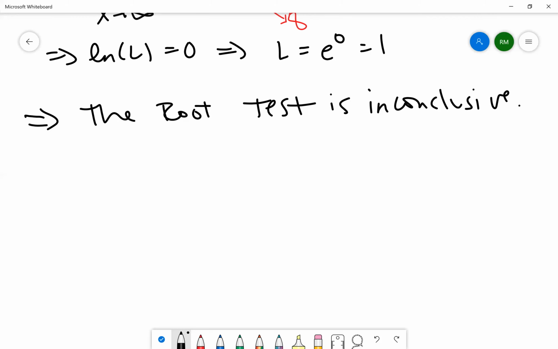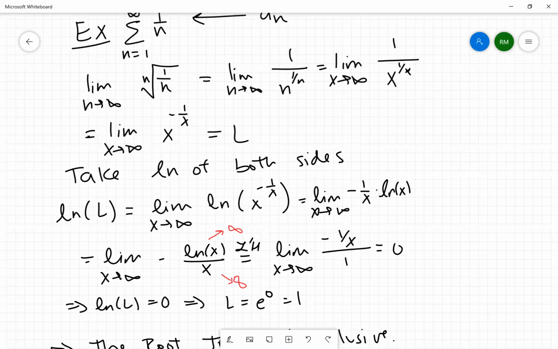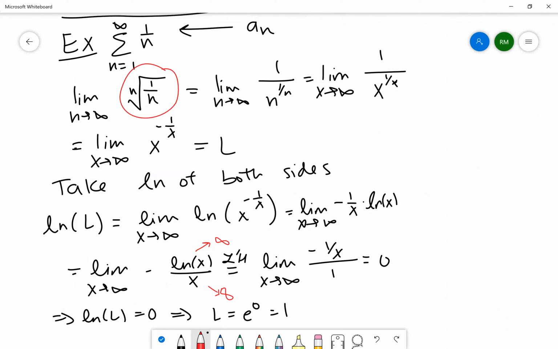Well, that was a lot of work for nothing, but the point is that when I look back at my original expression, I see that I was taking the nth root of 1 over n. Right here, I was taking the nth root of 1 over n, and whenever you see things like this, the root test is probably not the way to go.